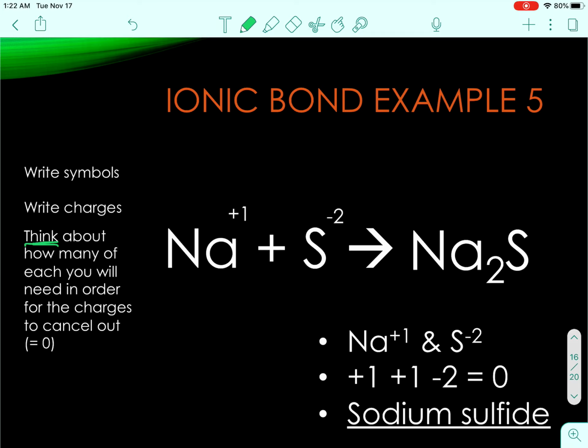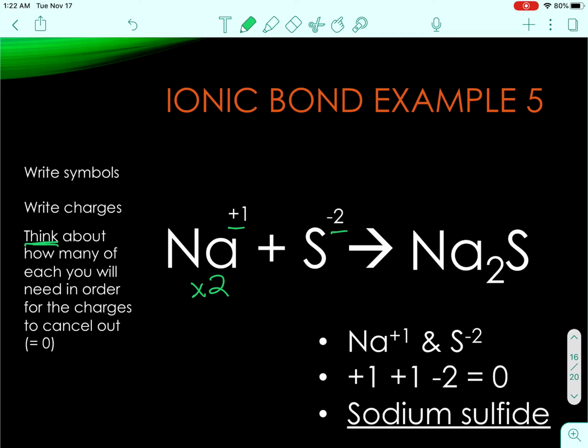So for this one, sodium is in group 1, so it's +1 on the charge. Sulfur is group 16. It needs 2 more to get to a noble gas. It's -2. It's going to gain 2 electrons. Now, for the charges to cancel, +1 does not cancel with -2, right? I need another positive to cancel with the -2, so I need to multiply that by a 2. If I multiply that by a 2, then it will cancel with my negative.